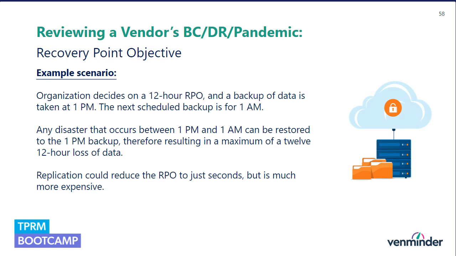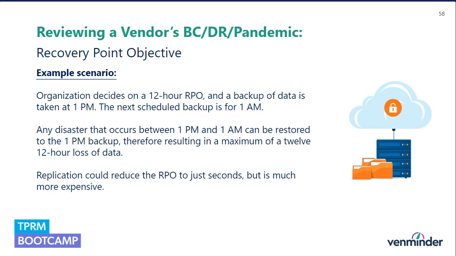Now, here's an example of RPO. Say that same organization decides on a 12-hour RPO and a backup of data is taken at 1 p.m. The next scheduled backup is for 1 a.m. Any disaster that occurs between 1 p.m. and 1 a.m. can be restored to the 1 p.m. backup, therefore resulting in a maximum of a 12-hour loss of data.